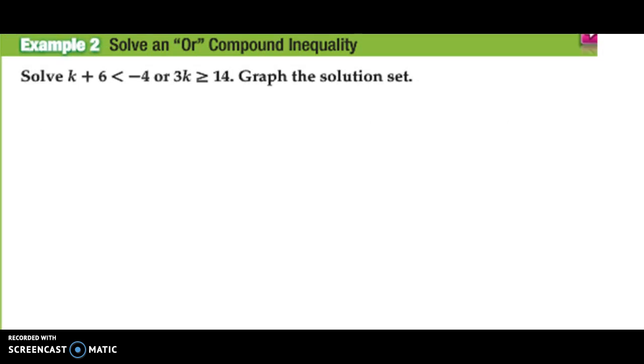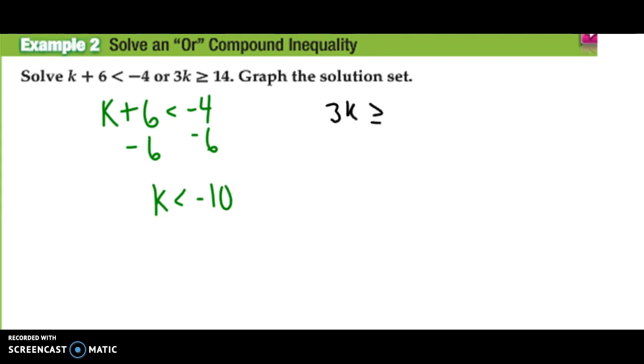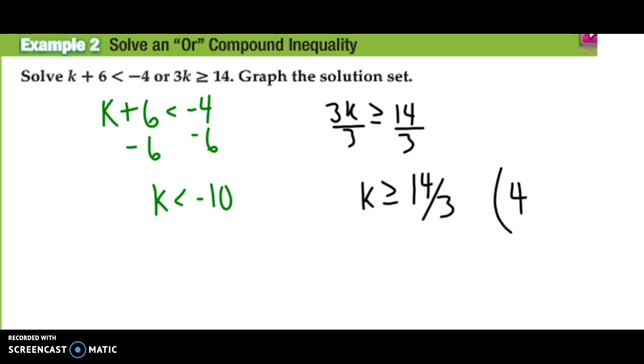So let's look at this one right here. This one you can't do at the same time. You're going to have to do it separately. So k plus 6 is less than -4. Subtract 6. k is less than -10. And then over here I have 3k is greater than or equal to 14. Divide by 3, and you get k is greater than or equal to 14 thirds. If you're confused about what 14 thirds is, that's also the same as 4 and 2 thirds.